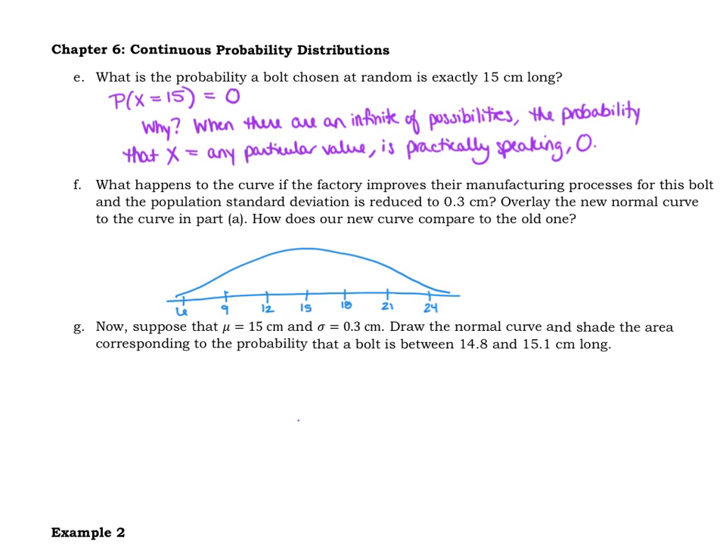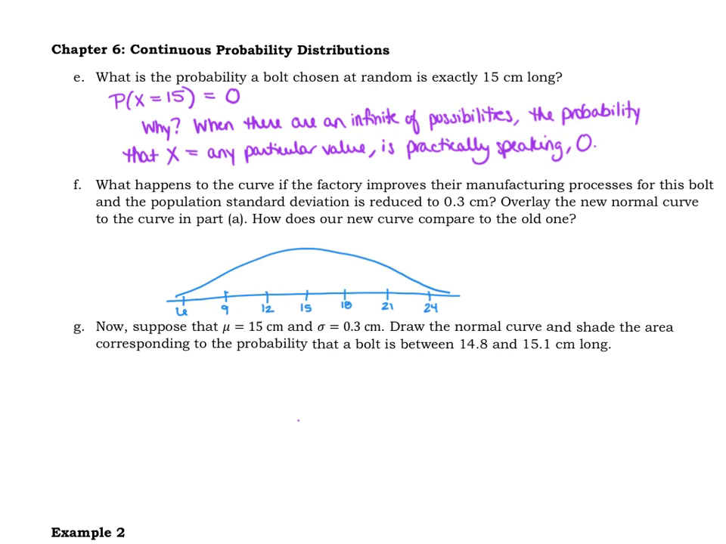Okay, now moving on to question F. What happens to the curve if the factory improves their manufacturing processes for this bolt, and the population standard deviation is reduced to 0.3 of a centimeter? Overlay the new normal curve to the curve in part A. So I've redrawn it here. You are welcome to just flip back to part A in the previous question if you would like to. Okay, so how does our new normal curve compare?